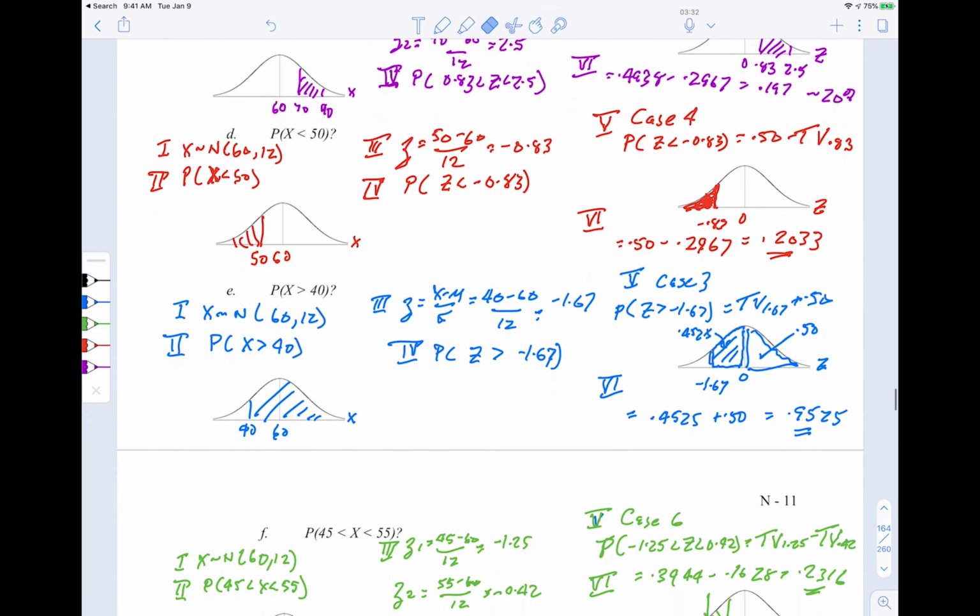And D was just a simple probability. What's the probability that X is less than 50? Or what percentage of the class have marks less than 50?